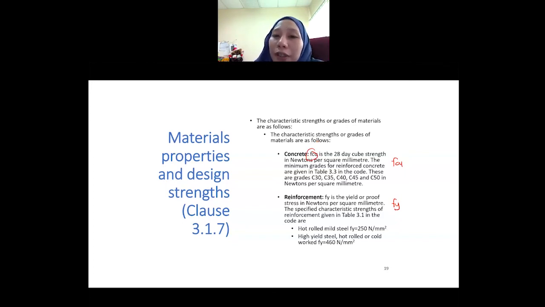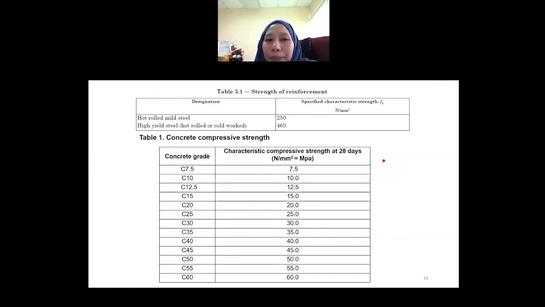Okay, after 28 days, dia akan buat test for cube strength. Okay, kalau you masih ingat, you pernah buat that cube dekat dalam lab. Cube concrete kan? That one is actually to be used for testing the strength of concrete. You pernah buat cube test, that kind of thing. Okay, so the minimum grade for reinforced concrete are given in table. So, which table? This table. Okay. Table 1, concrete compressive strength.